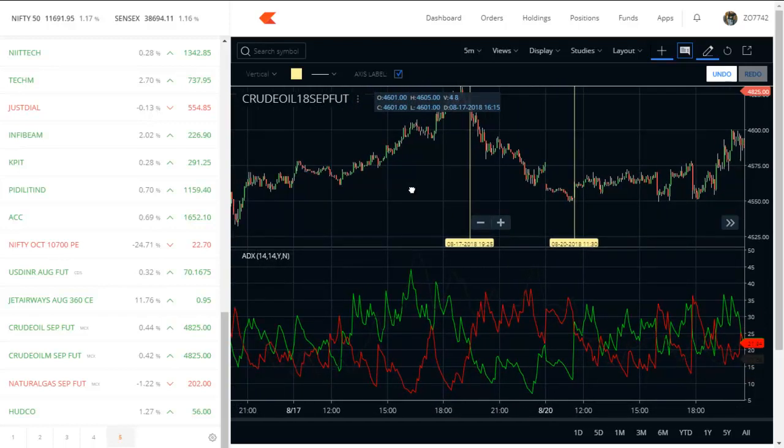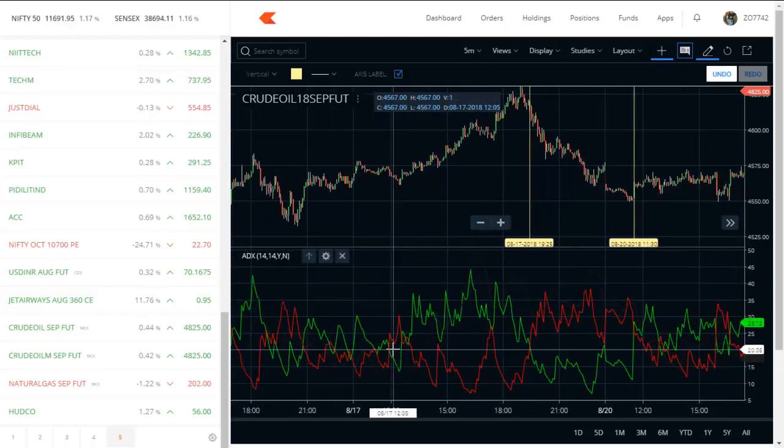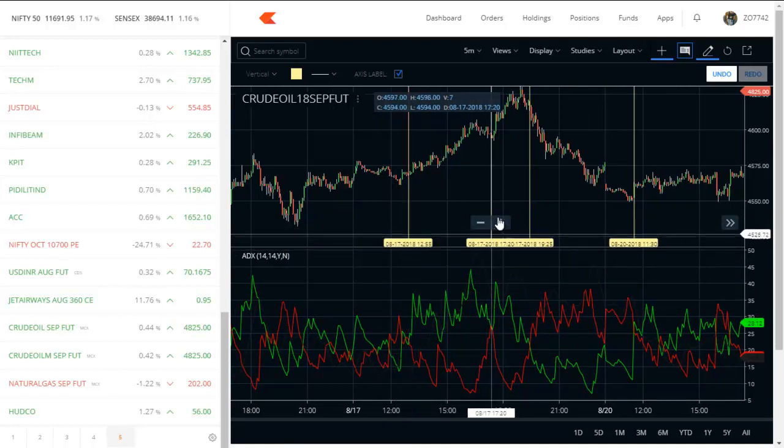Again, we can see examples like these. Here the green starts to trade above the red line, right? And it is crossing over here, right?